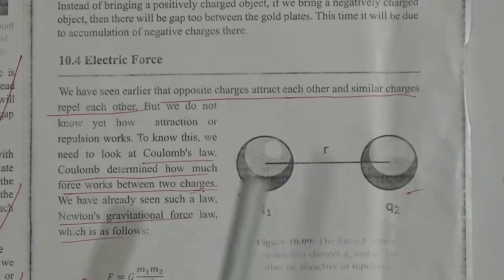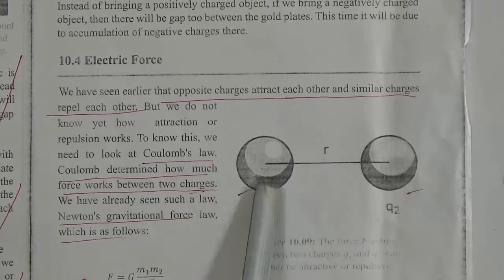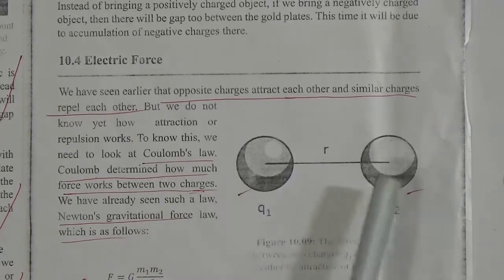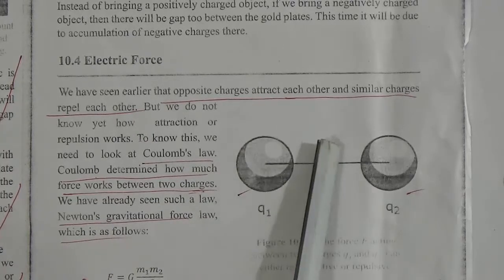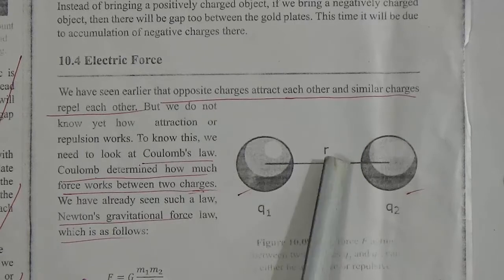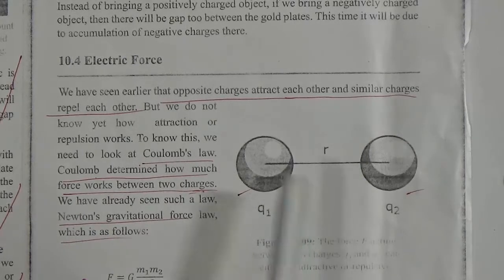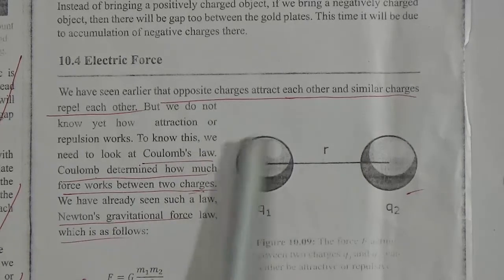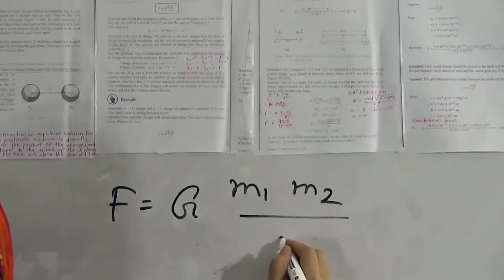So what is Coulomb's law? In Coulomb's law we have to consider two charges. Suppose this is charge q1 and this is charge q2, and the distance between the two charges is r. We have already seen Newton's gravitational law, and the formula was F equals G m1 m2 divided by r square.